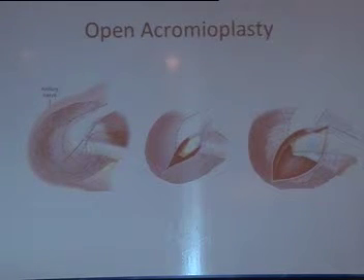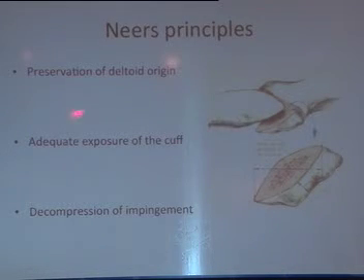But remember, what was taught by Neer in the 1970s still holds good. If you're doing it open, preservation of the deltoid origin is very important. You do adequate exposure of the cuff to find out any associated pathology, because if there's a cuff tear, you're going to sort it out at that sitting itself, along with decompression of the impingement. If you would ask my personal take, I prefer going arthroscopic. During my residency, I went through the open way. I don't think that you can do as much justice as you could arthroscopically for these particular problems.